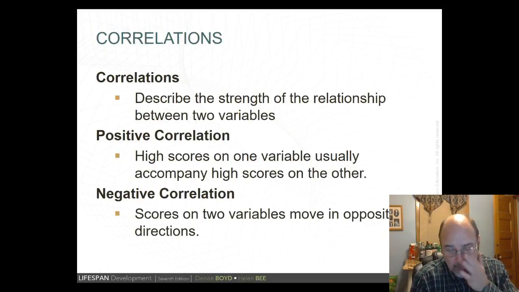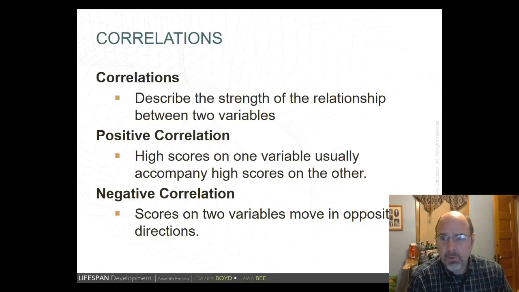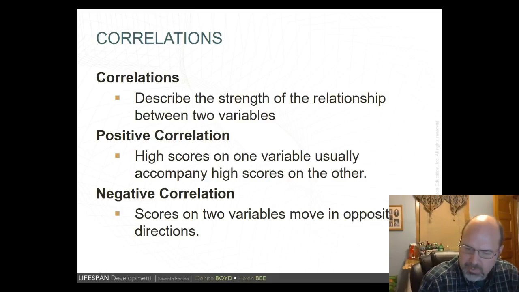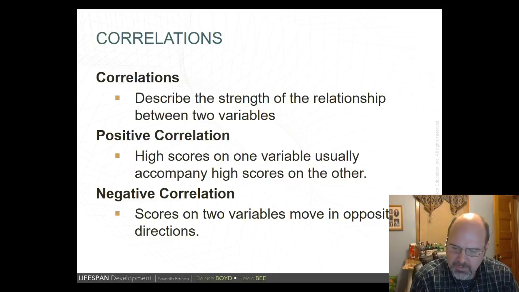Now, what you want to do when you make your observations and collect your data is you'll try to find if there's a correlation. This describes the strength of the relationship between two variables. If it's a positive correlation, you have high scores on one variable. They usually accompany high scores on the other. For instance, better educated people generally have higher income. So the more education, the more income. A negative correlation is scores on two variables that move in opposite directions. For instance, better educated people are less likely to smoke. So the more education, the lower the chance that they're smoking. Now these correlations range from a -1, a negative correlation, to a +1, a strong positive correlation. If it's a 0, then it means there's no correlation.